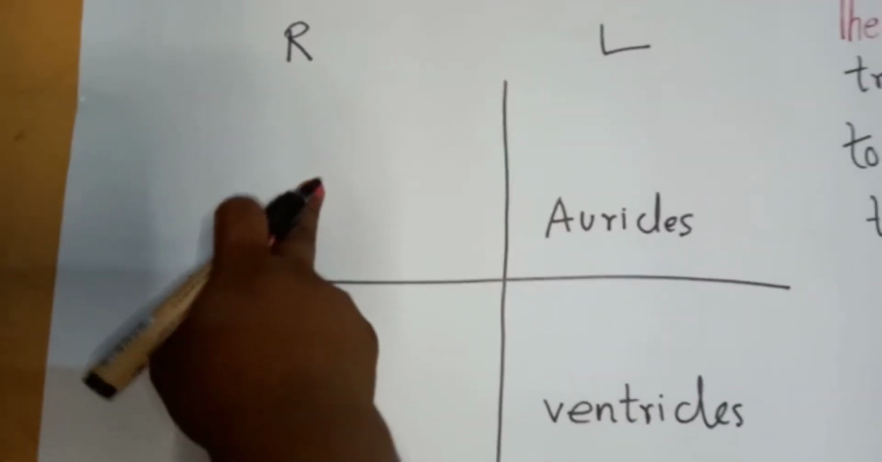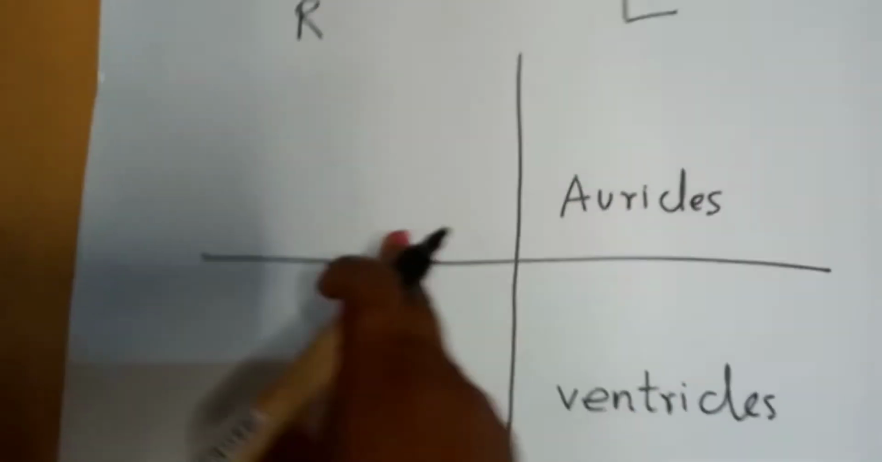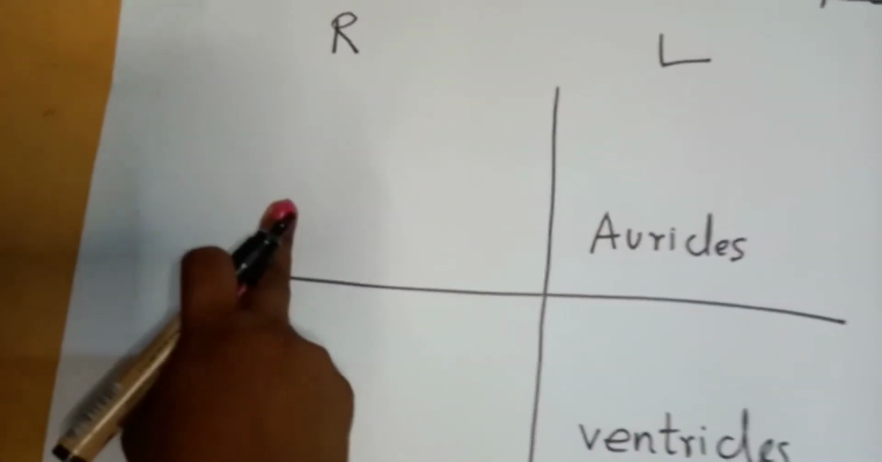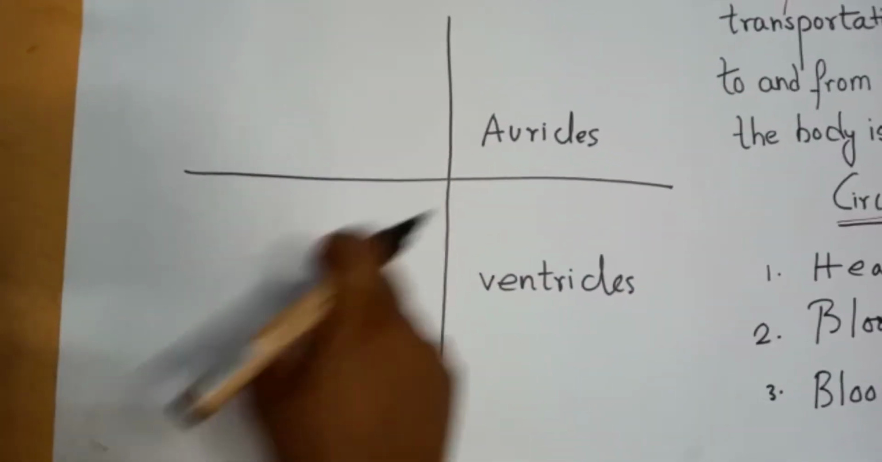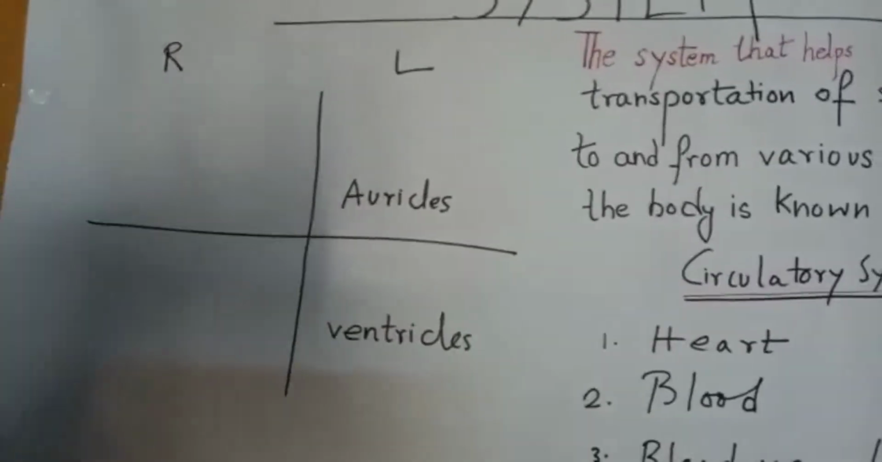So this is the right auricle. I'm not writing auricle and ventricle over here, I'm just explaining. Do understand, this is the right auricle, this is the left auricle, and this is the right ventricle, and this is the left ventricle. Okay, so it happens like that.